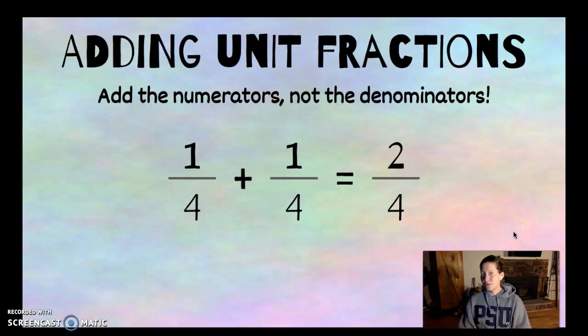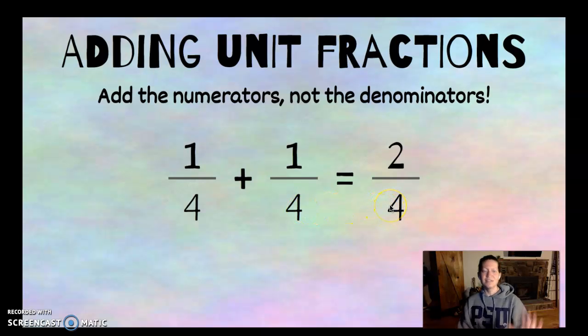We can add unit fractions together. I kind of showed you that already. If I have 1/4, and I'll show you this on the other screen too. If I have 1 piece and it's a 1/4, I can add another 1 piece that's also a 1/4. I put them together and I get 2 pieces. Those pieces are 1/4. We only add the numerators. See how I added across the numerators? 1 plus 1 equals 2, and I kept my denominators the same.